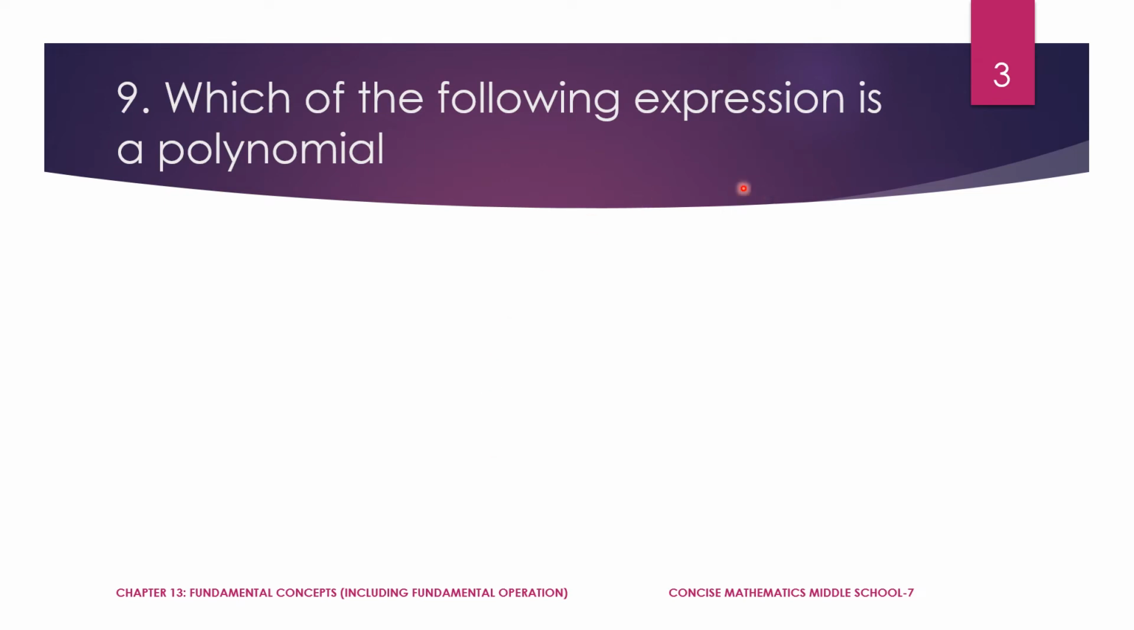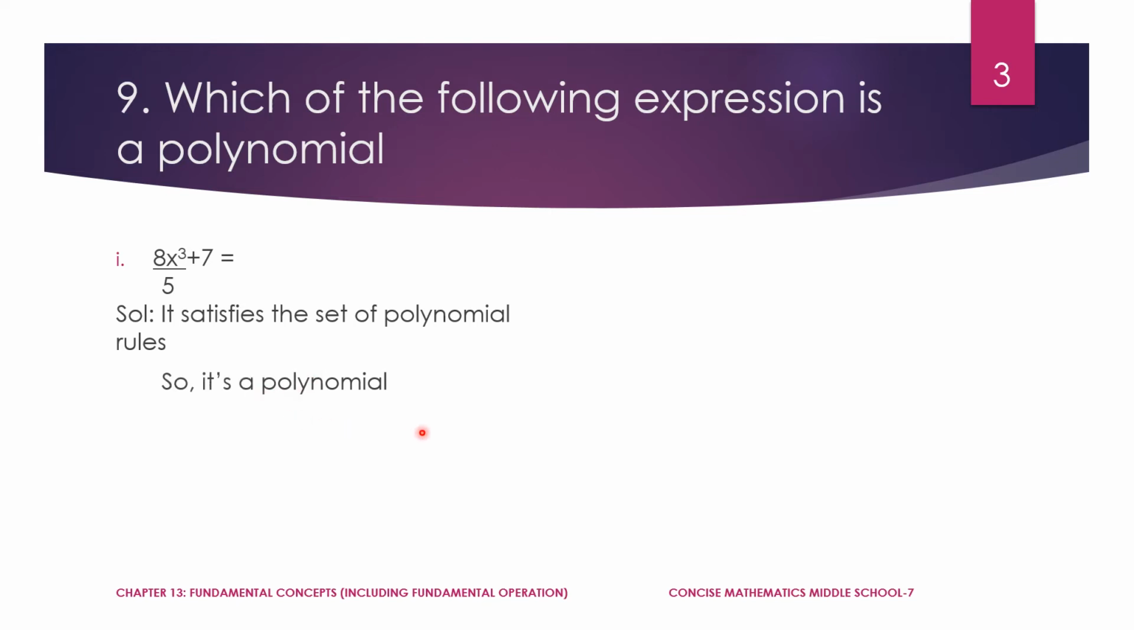Which of the following expressions is a polynomial? So we need to identify whether the expression is a polynomial or not. Here, 8x to the power of 3 divided by 5 plus 7. In this, see, it does not have any negative power or a variable or fractions and so on, right? So this one is a polynomial because it satisfies all the 5 polynomial rules. So it is a polynomial. So the statement is true.